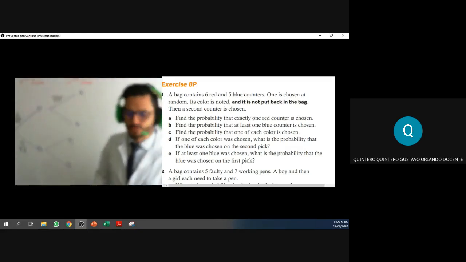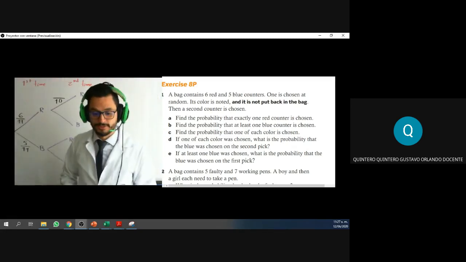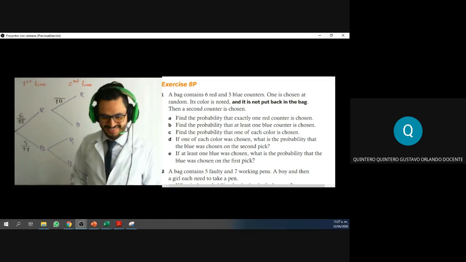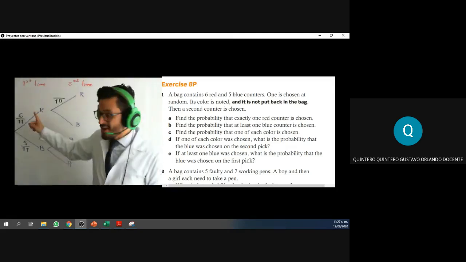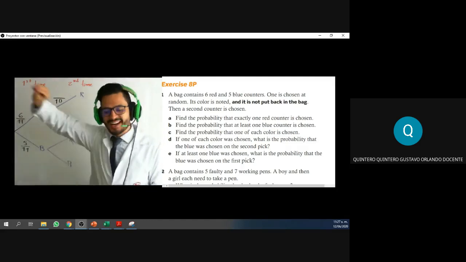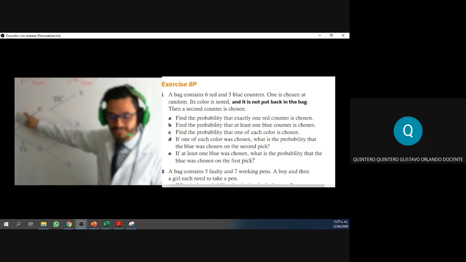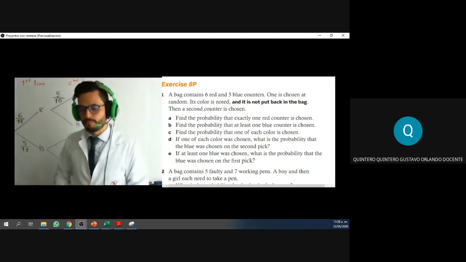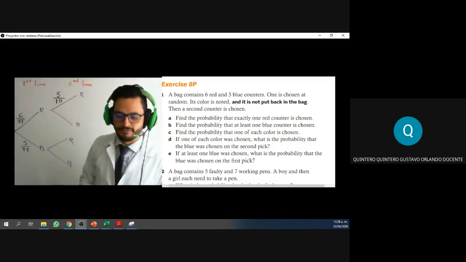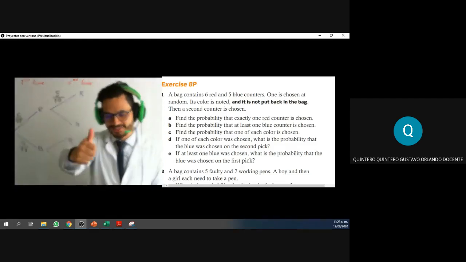Okay, the success were 6, right? I have 6 red counters. No. Because I just took one. One of the counters was red. I took it and I put it away. So I don't have 6 red counters anymore. I only have 5 red counters. That is the success. So congratulations to the people who said the success was 5/10. Congratulations, guys. You did it perfectly.